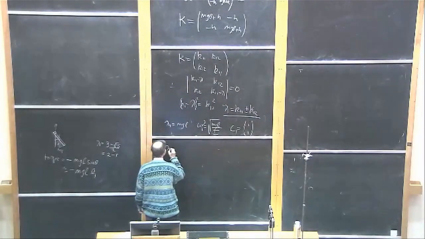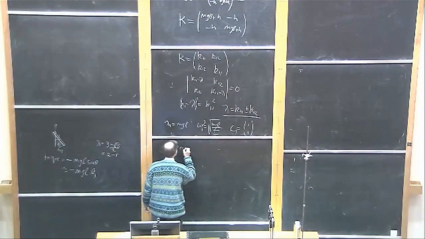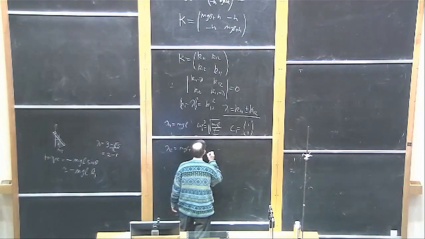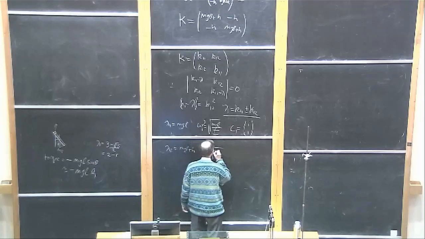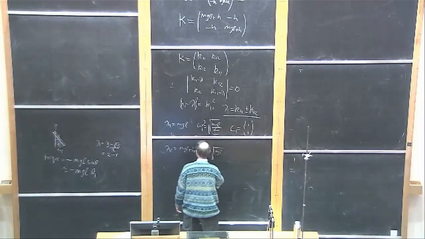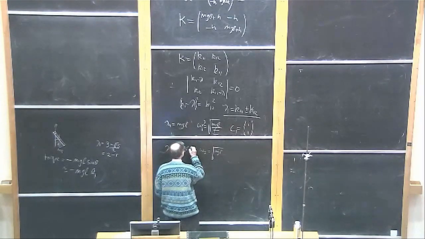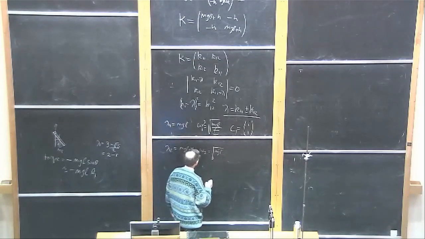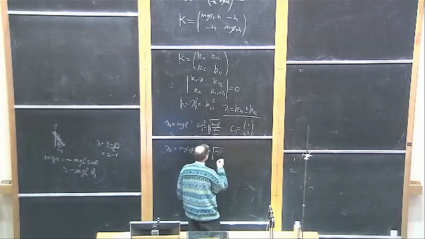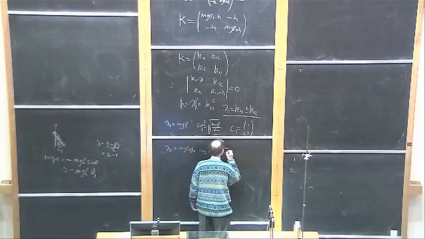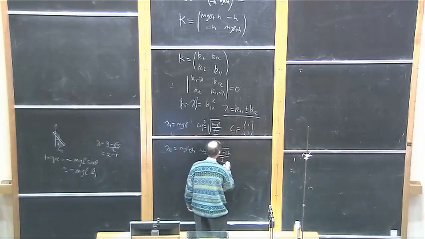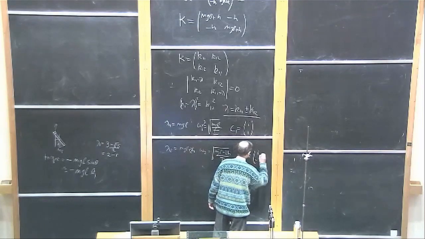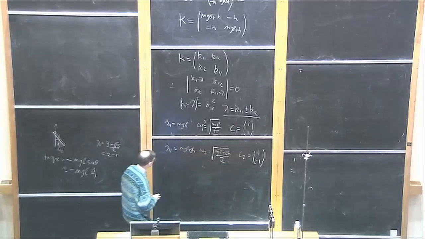For lambda 2, we get mgl plus 2h, so omega 2 is the square root of (mgl plus 2h) over I, and C2 is 1, minus 1.